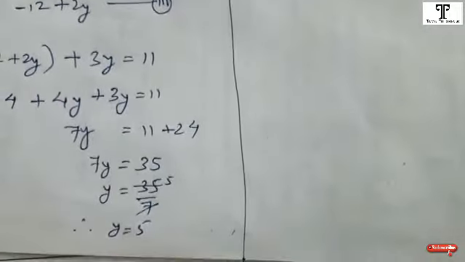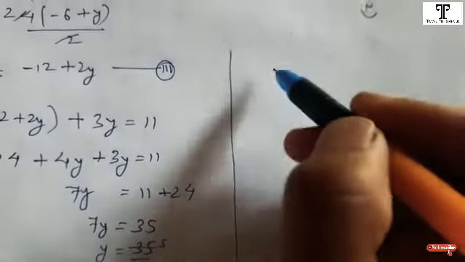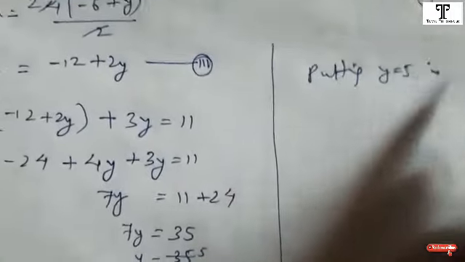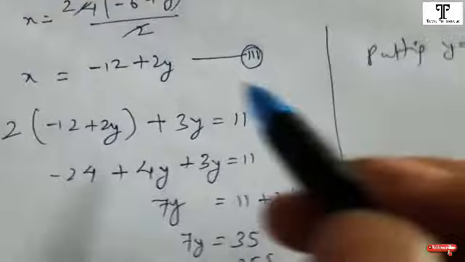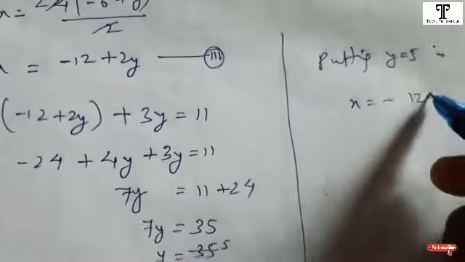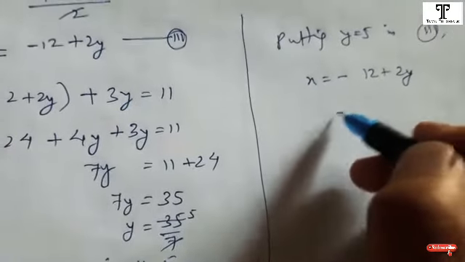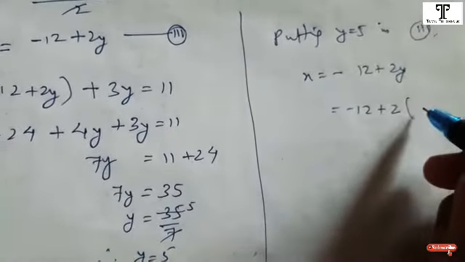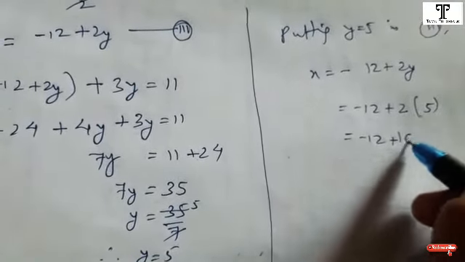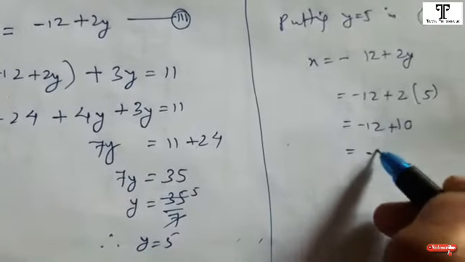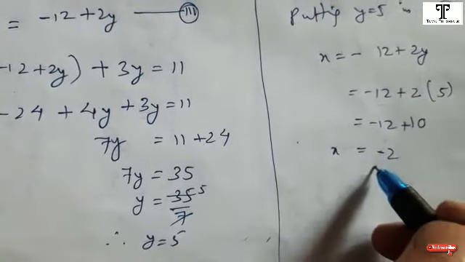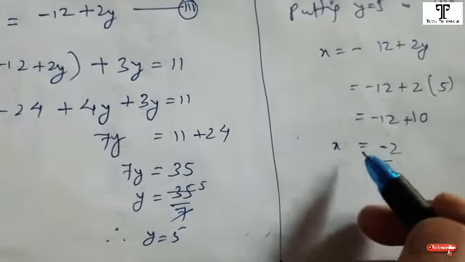Okay, now value of y is 5, so you can substitute, putting y is equal to 5 in equation 3. Equation 3 is here, x equal to minus 12 plus 2y. So minus 12 plus 2, in place of y you can put 5. Okay, so minus 12 plus 2 5s are 10. So minus 12 plus 10 is minus 2, so x equal to minus 2. Okay, so now we've got value of x also, y also.